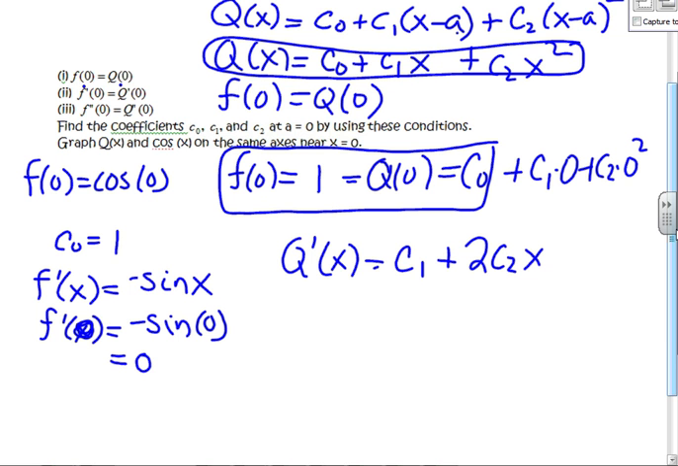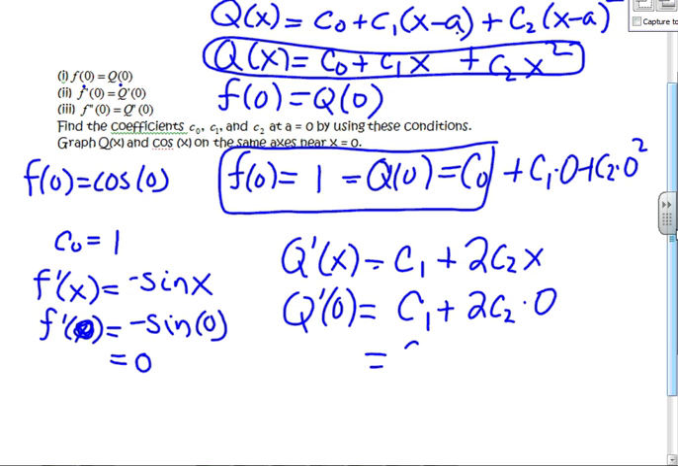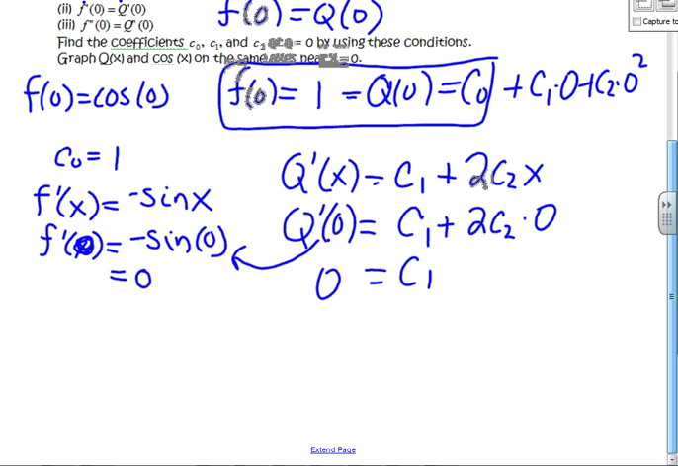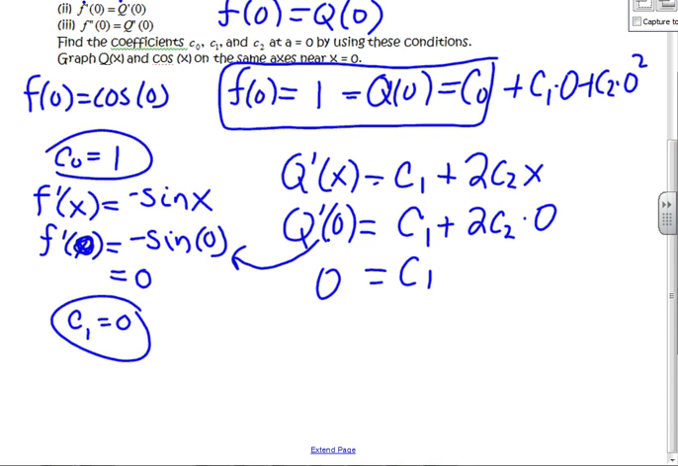2C2 times x. What is q prime of 0? Substitute in 0. It's C1 plus 2C2 times what? 0. So what's C1 equal to? q prime of 0, which has to equal f prime of 0, which is 0. Which we already kind of, well, no, we didn't know that necessarily. Okay, so now we have C1 is equal to 0. I got this one, this one. Is there a squared term? Probably. So let's look at that.